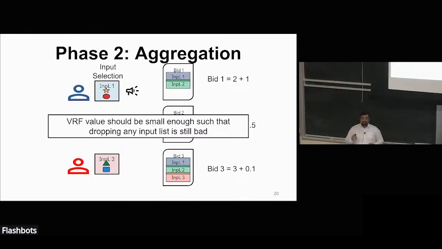But that VRF value that I'm saying is actually not known to the adversary, and basically the adversary now has to bribe every party still in the system, and the censorship resistance properties remain the same as long as there is one instance of a transaction in any of the inputs.